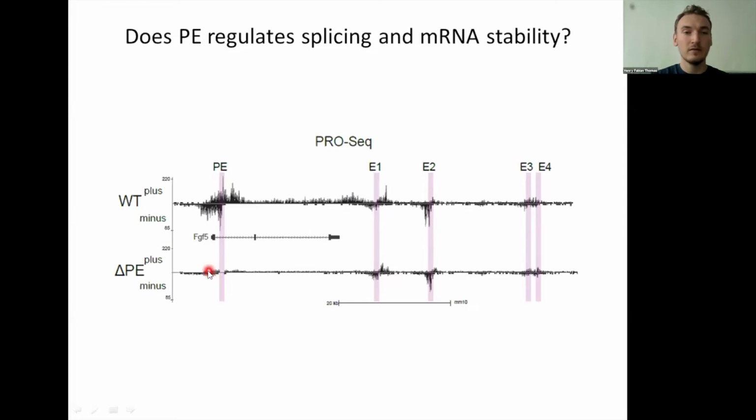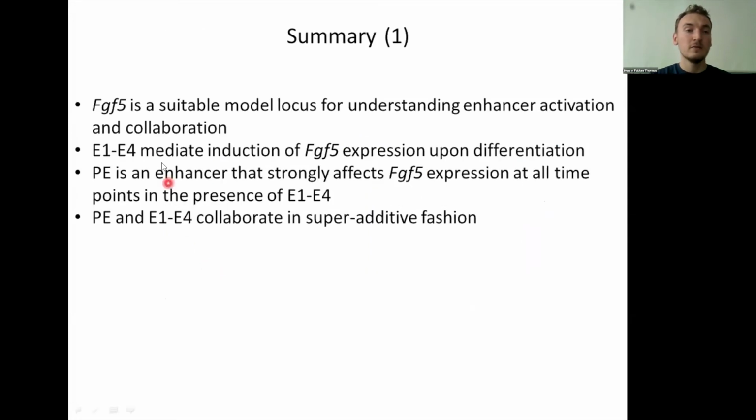So let me quickly sum up what I've told you so far. I showed you that Fgf5 is a good model to understand how a gene is activated upon differentiation and how it is controlled by several enhancers. I showed you that E1 to E4 are required for the induction of Fgf5 expression upon differentiation, whereas PE has an effect at all time points. And I also showed you that PE has a very strong effect on the endogenous Fgf5 expression, that it is indeed an enhancer, and that it works together with E1 to E4 in a super-additive way.